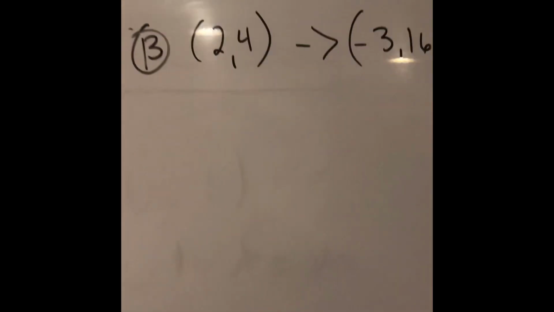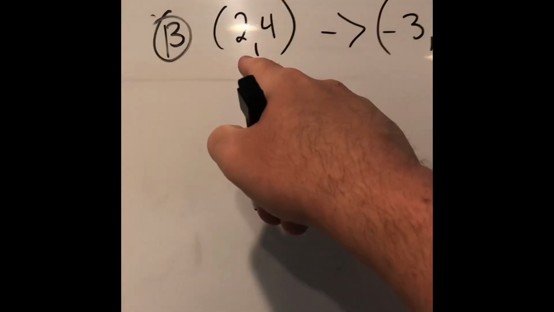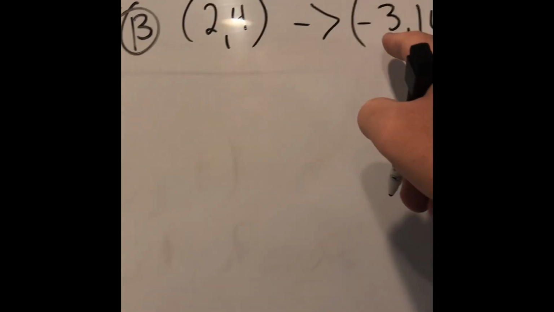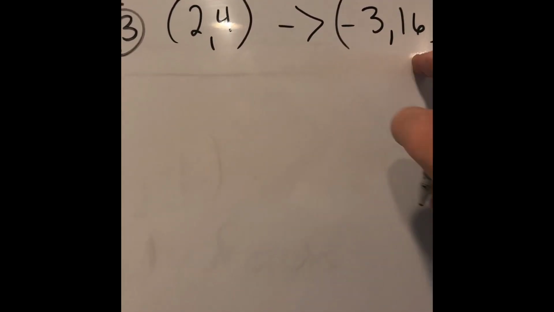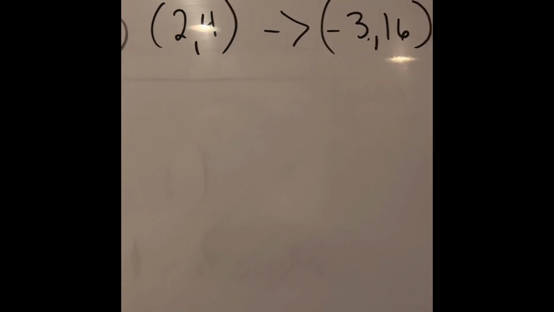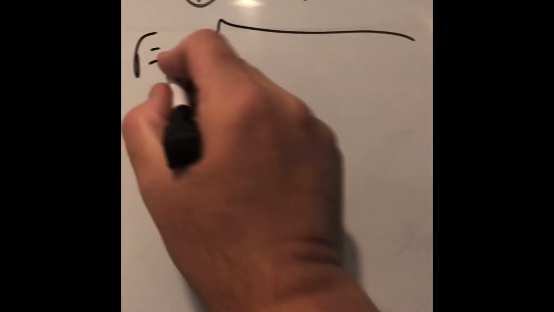Now for 13, they want the equation of the circle. They're telling you that the center of the circle is (2, 4), and a point on the circle is (negative 3, 16). So what we have to do is find the distance between those two, and that's going to be the radius. Okay? So we do the distance formula to find the radius.